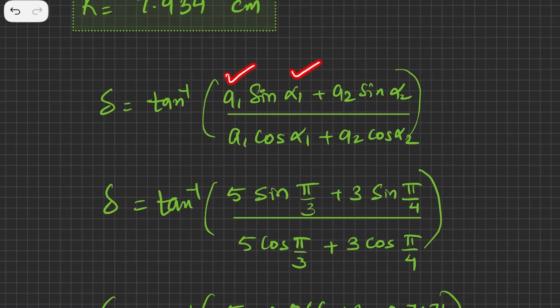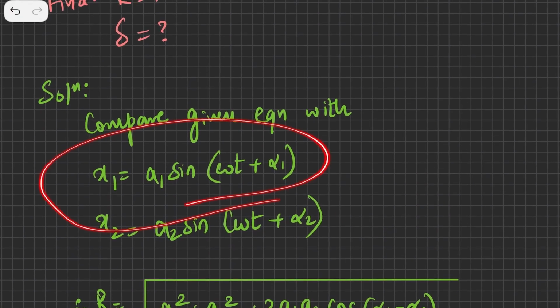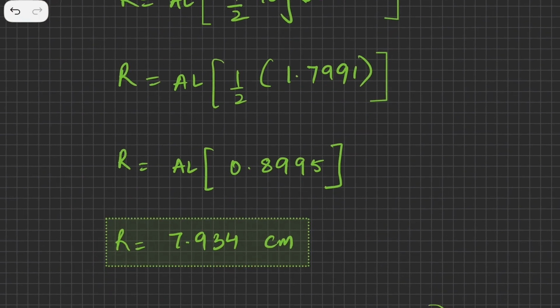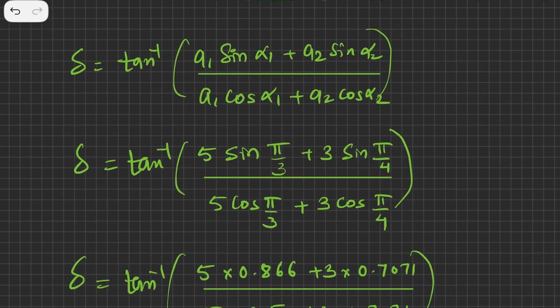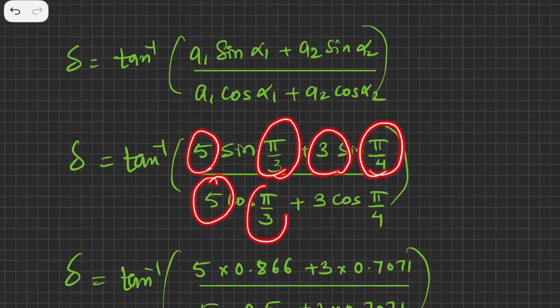Now all these a1, a2, alpha 1, alpha 2, all these values are known to us. We are just going to substitute. And how did we know these values? By just comparing. So compare these two equations with the given equation. If you compare with this equation, you will get it. So let's just quickly fill in the values. So a1 is 5, alpha 1 is pi by 3, a2 is 3, alpha 2 is pi by 4.